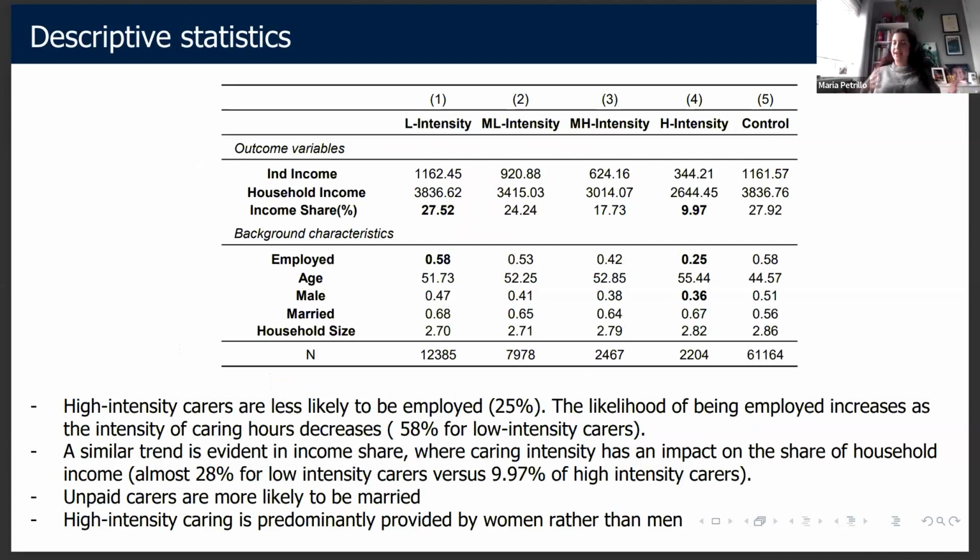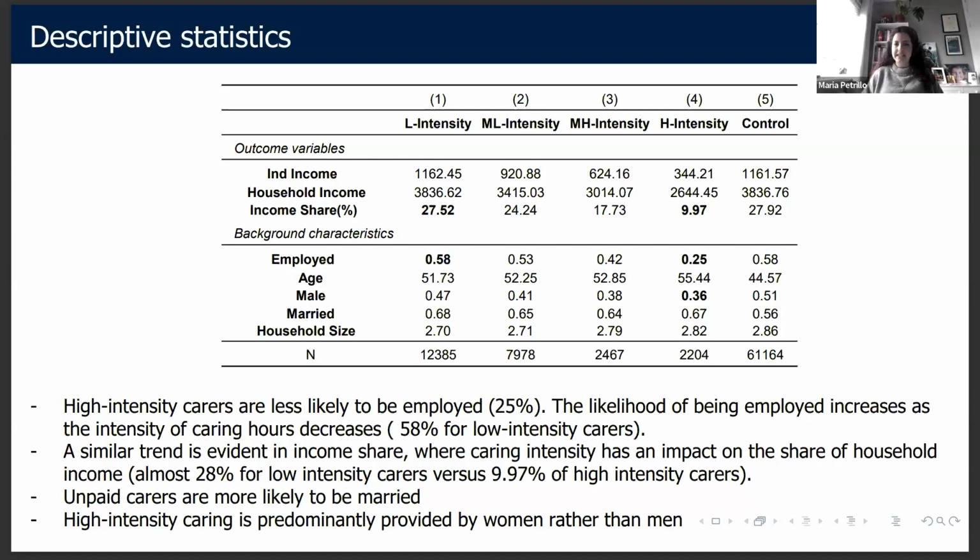Now, in this table, I just want to show the main characteristics of those 5 groups. Basically, we have different columns for different intensities and also for the control group. We have analyzed more, but I just wanted to report those main ones, because I think the difference is really staggering. So the likelihood of being employed, for example, increases as the intensity of care provided per week decreases.